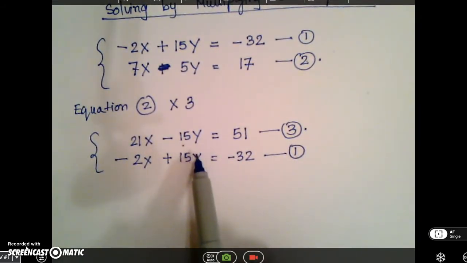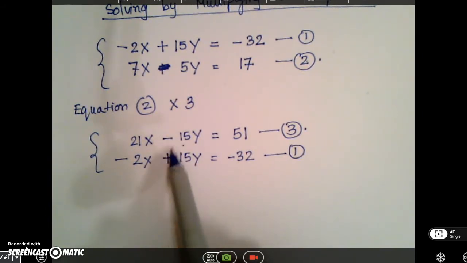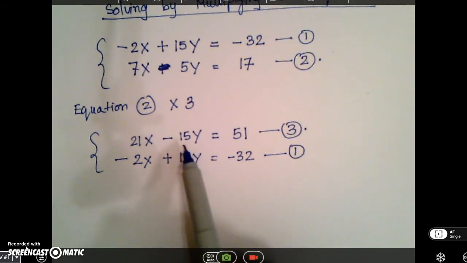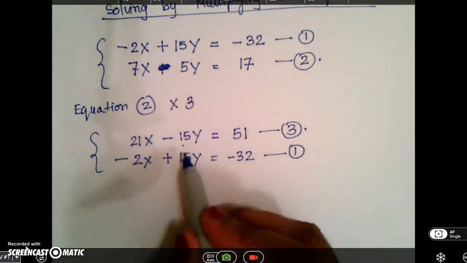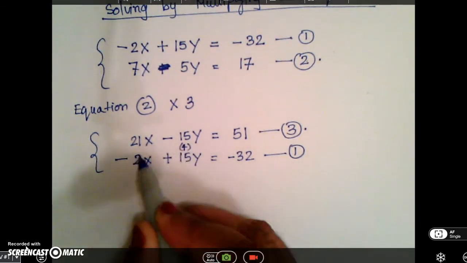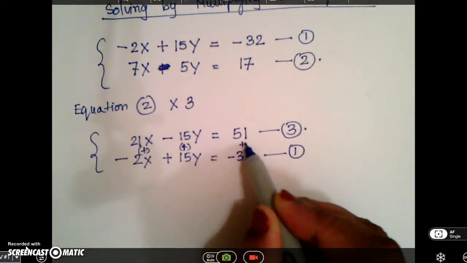I have my variable y, which has the same number but the opposite signs. So they have become opposite numbers. So opposite numbers I add. So I add the two equations.